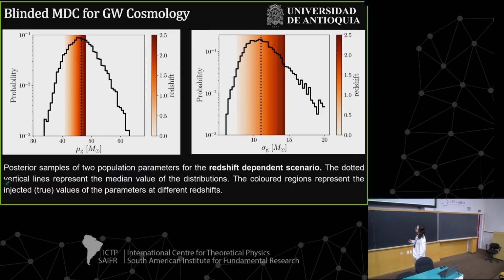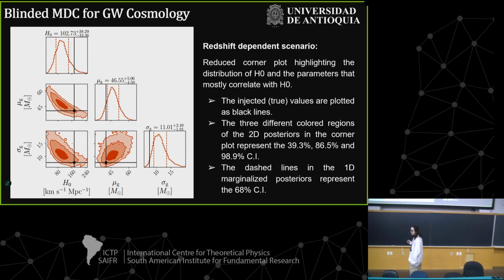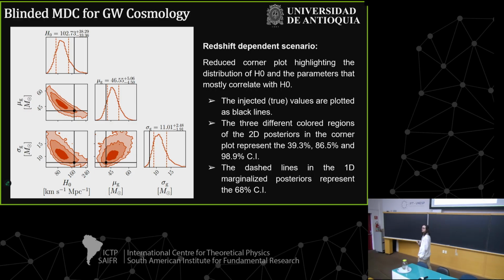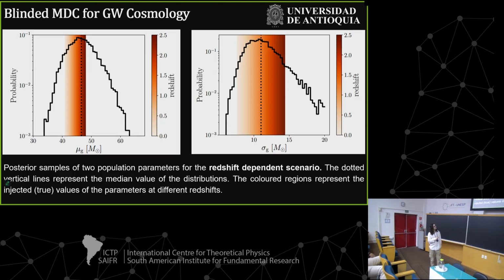And for these mu g and sigma g parameters, the constraints here are just a number because the analysis was assuming a fixed population model. But remember that the injected value in this case is not a fixed value, but a value that changes linearly with redshift. So this is how the location of the peak and the width change with redshift for the two parameters.